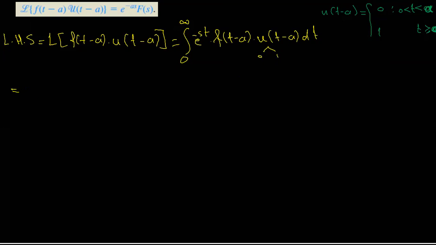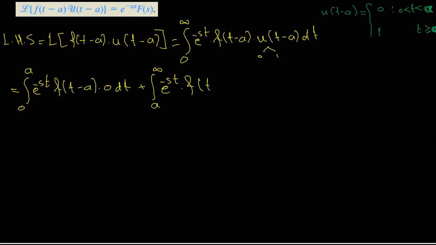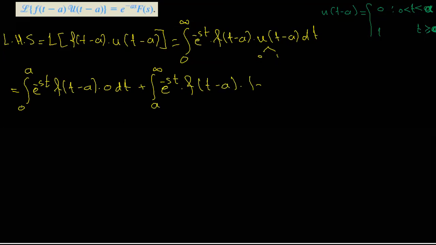So I'm going to separate my integral into two integrals: from 0 to a, the same function, e to the negative st times f of t minus a times 0 dt, plus the integral from a to infinity of e to the negative st f of t minus a times 1 dt, because my u of t is now 1. For me the first one is 0, don't worry, because here you have 0. What should I do for the second one?